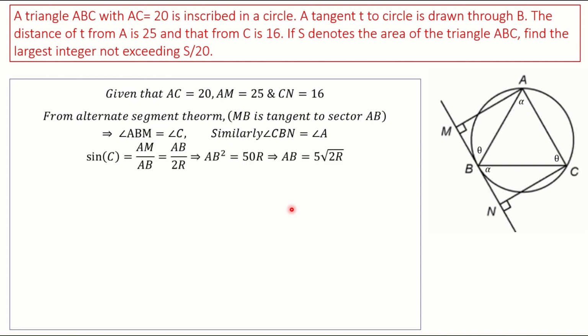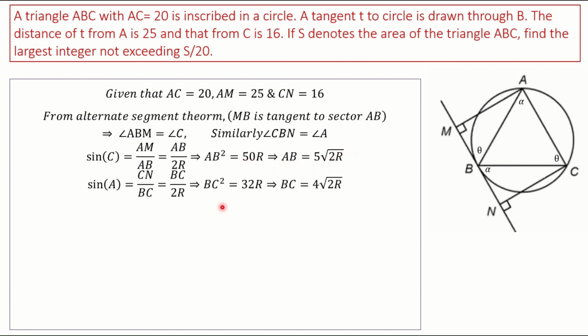Now, sin C is AM by AB, opposite by hypotenuse, which is also equal to AB by 2R, the circumradius principle. From these two, AB square equals AM into 2R. AM is given as 25, so it is 50R, which means AB equals 5 square root of 2R.